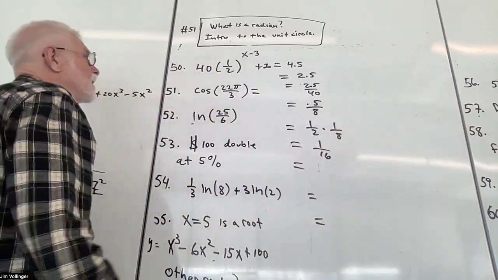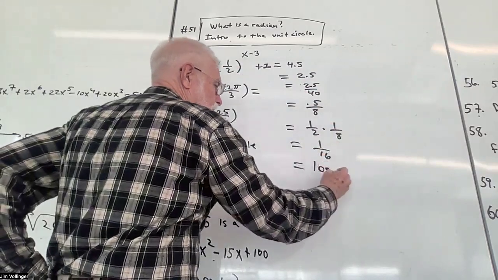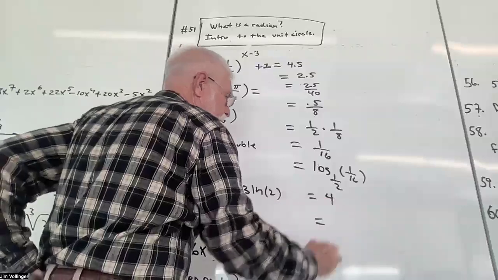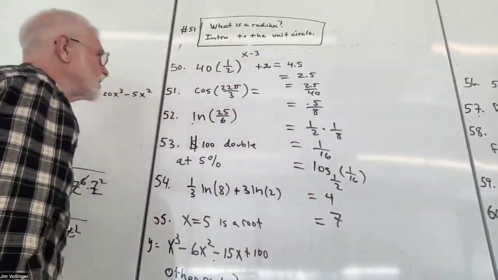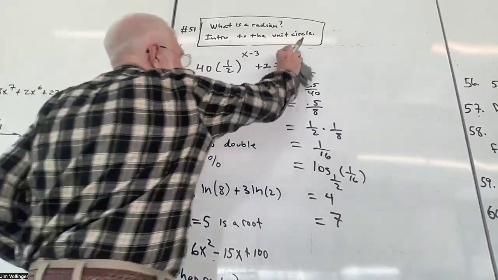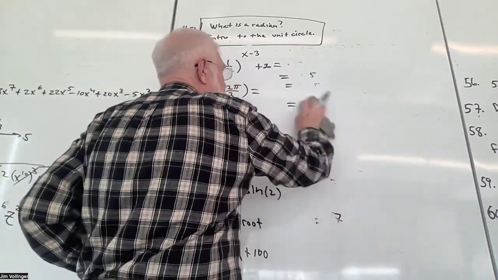Which is a long way for us to get 1/16. Now, I'm going to take the base and turn it into a log. Log base 1/2 of 1 over 16 is 4. Then I am going to add 3 to get 7. Hopefully that's correct. You can check it out. Make sure. Okay, can you do that one in your head? Let me erase this, get some space.